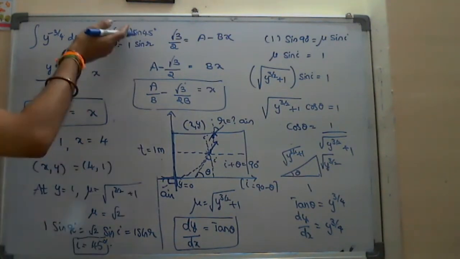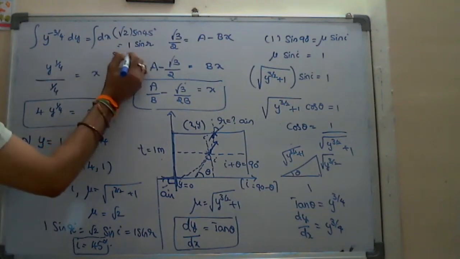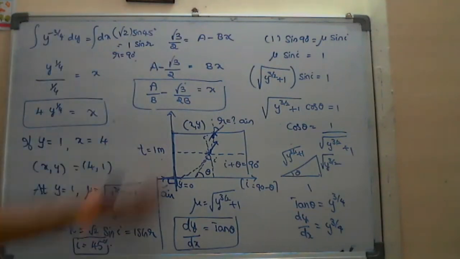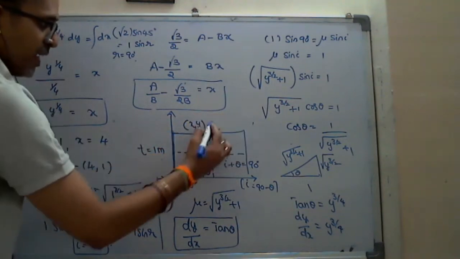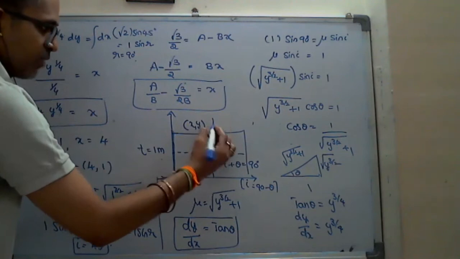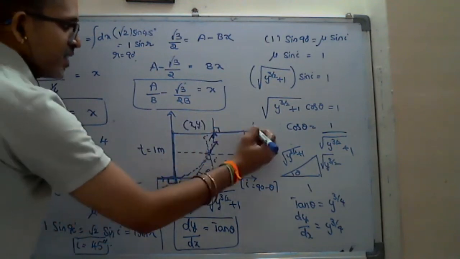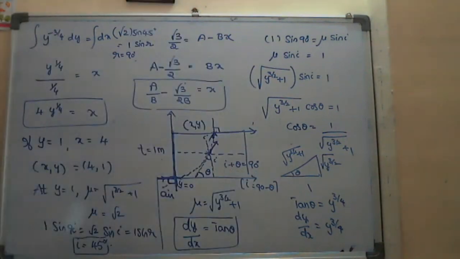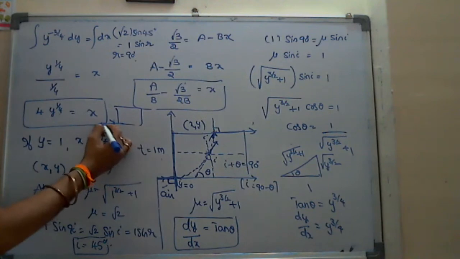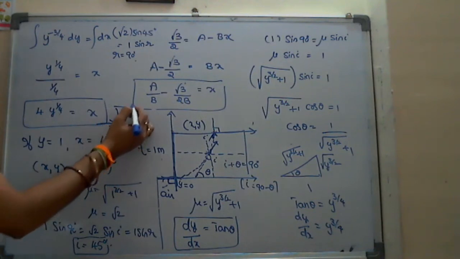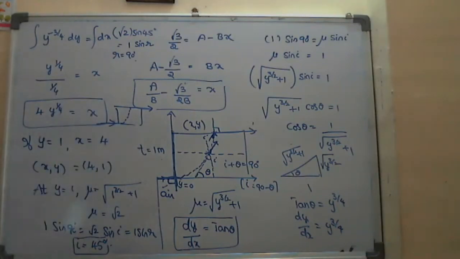Again, coming back here, root 2 into sine 45 is equal to 1 into sine r. Therefore, r is equal to 90 degrees. Means while coming out here, it exactly makes an angle of 90 degrees with the normal. Means grazing incidence, grazing emergence. In the glass slab, it enters grazing the bottom surface, and finally it grazes the surface. In the meanwhile, it follows one parabolic path like this.